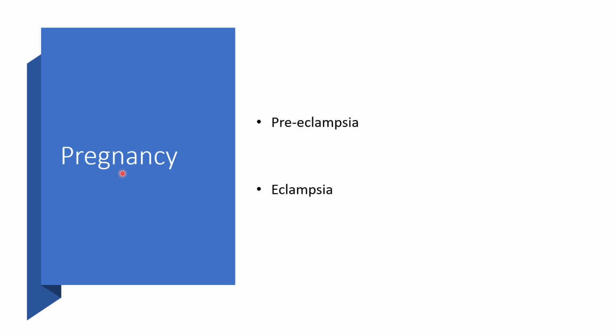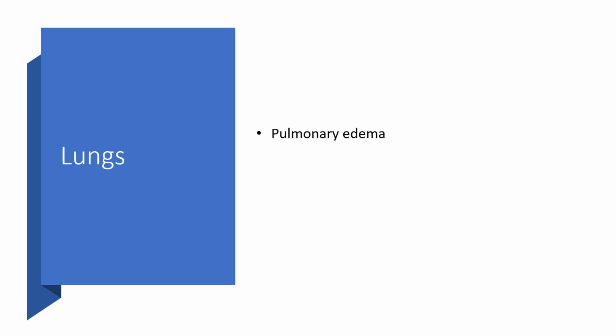In pregnancy, there may be preeclampsia, and if it is not properly managed, that could progress to eclampsia. In the lungs, there may be pulmonary edema. And in the chest, there will be chest pain. The chest pain here could be as a result of anything like heart attack, pulmonary edema, heart failure, and so on.